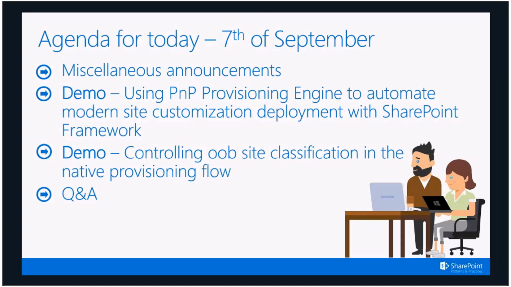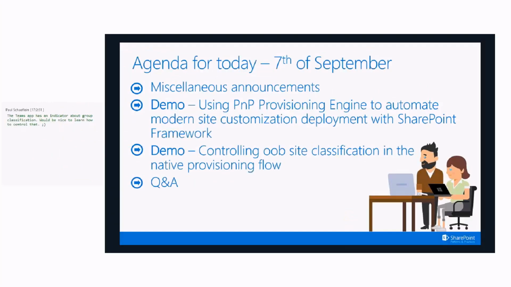I think we'll spend the majority of the time on the automation of pushing SharePoint Framework stuff to the sites in that live demo, and I'll have a look at the IM window, so we can have an interactive demo based on your input. The key point is to demonstrate how I would be able to push SharePoint Framework extensions and web parts to the sites across all of my tenants. The second demo today will be around controlling the out-of-the-box site classification in the native provisioning flow. I'll explain what it means before we go to the demo. Apparently we haven't properly documented that anywhere, so it's good to get it covered in these calls as well.